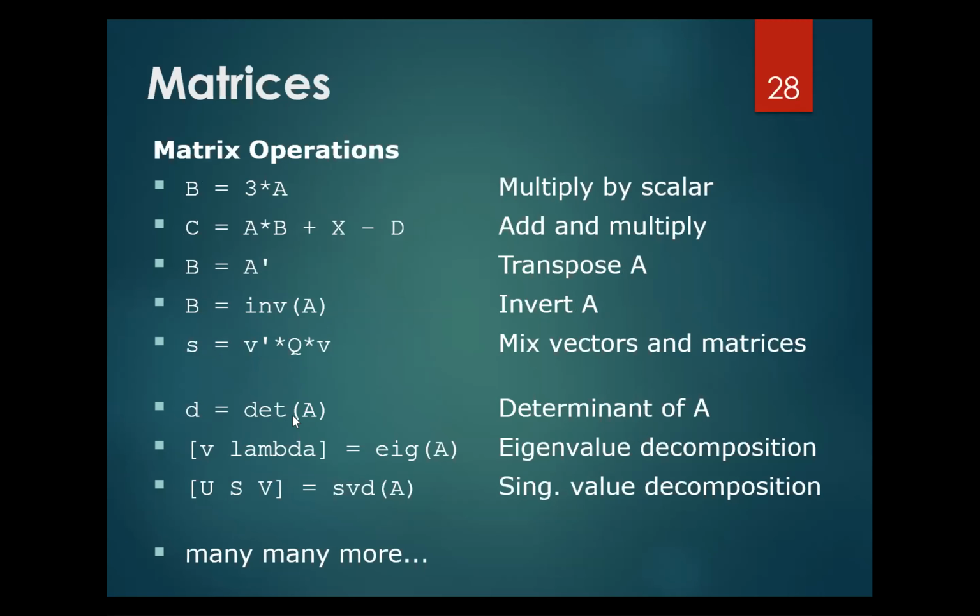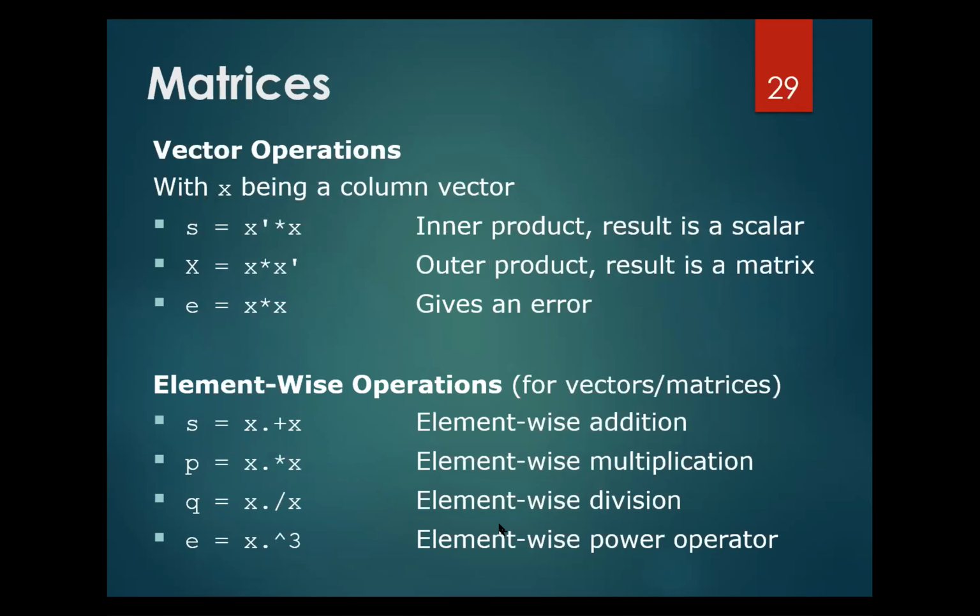Check. Okay, type it. Determinant of A. If you want the eigenvalues, that's the lambda, and then the corresponding eigenvectors, you can just do V and then lambda. This will give you the eigenvalues and their corresponding eigenvectors. And then singular value decomposition will also give you results. We have a lot of things, many more that you can do.